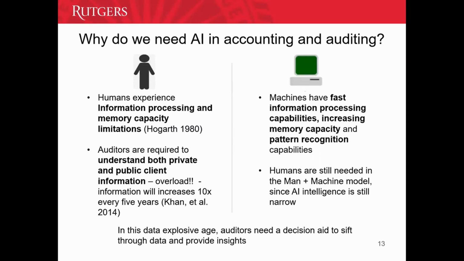So the main reason we need AI in accounting and auditing is to assist us in overcoming these information processing limitations. Because, for example, if you think about the role of an auditor, the auditor is supposed to understand the information of their audit clients, both the internal, private information within their client, and also all the public information that exists about their client. And so this is information overload.